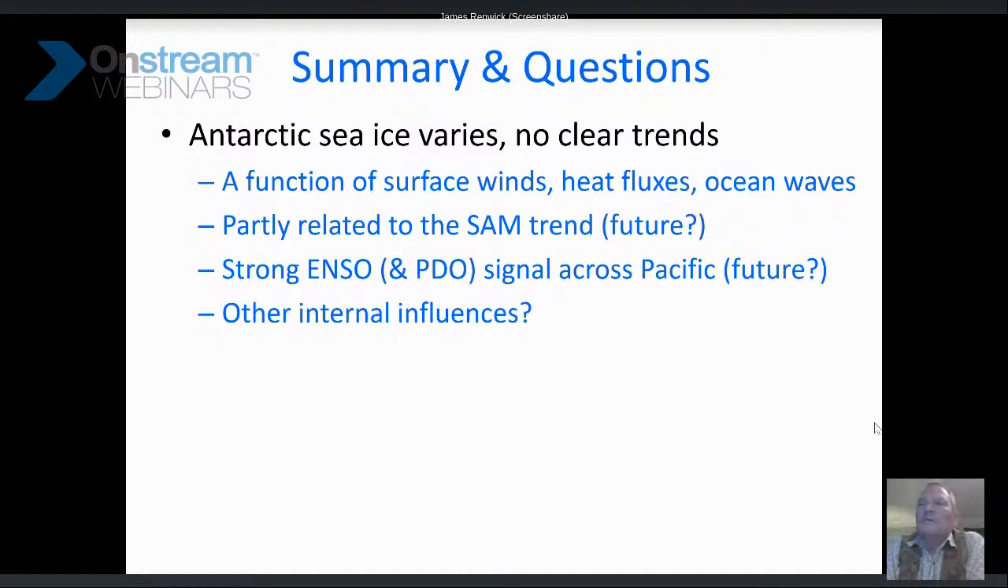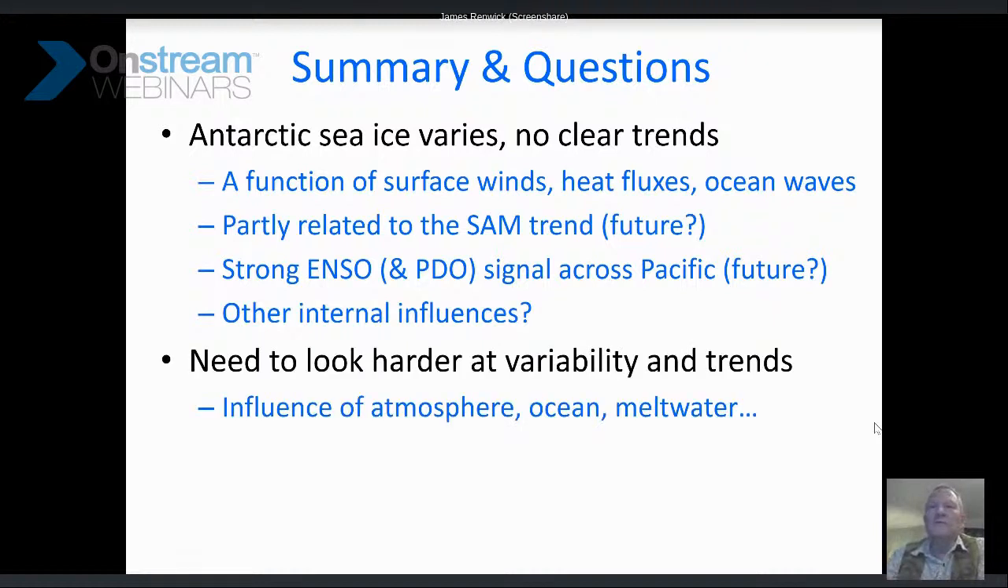And there are other internal influences. I mentioned the Indian Ocean dipole, zonal wave number 3. There's various other things going on that all actually play a role in sea ice variability. So I think we really need to look a bit harder at how this variability works, even how the seasonal cycle works, and really what are the trends? Are there trends? And if so, what's driving them? And we've got to consider not only the influence of the atmosphere, but also the ocean and the continent itself, what's happening with meltwater into the Southern Ocean.